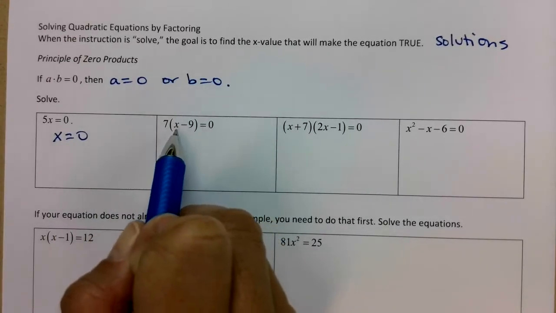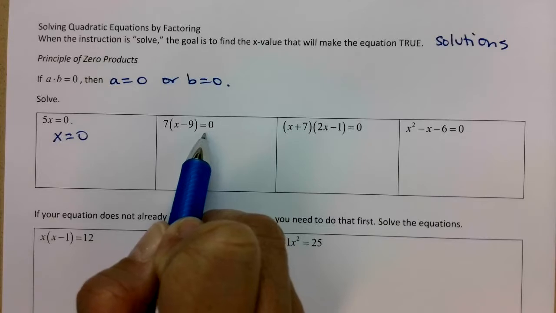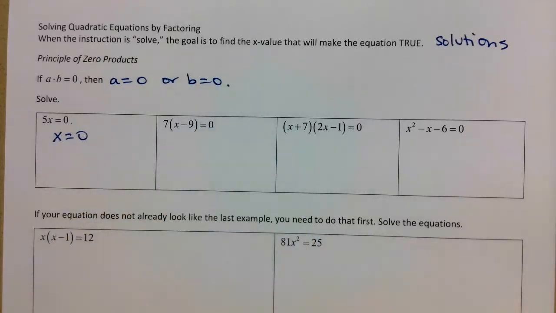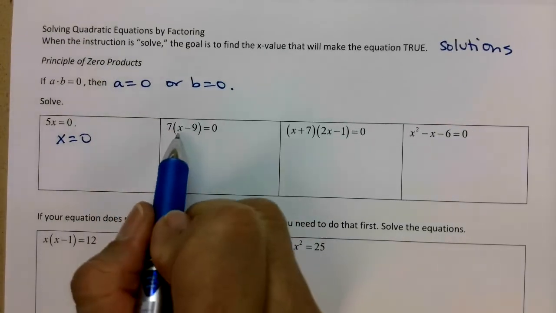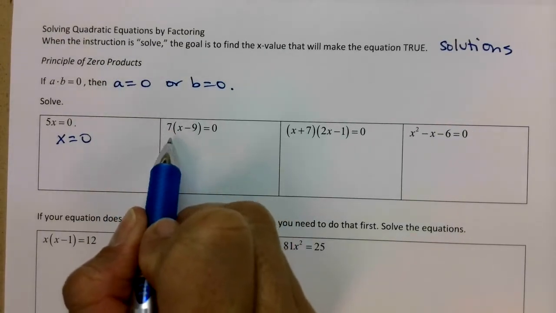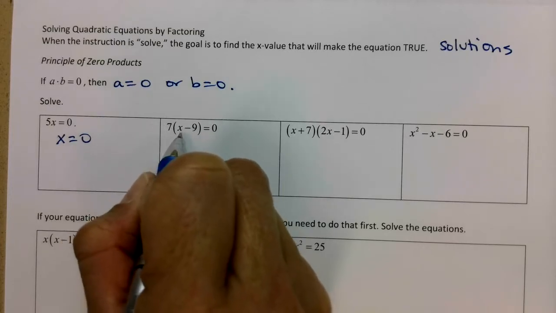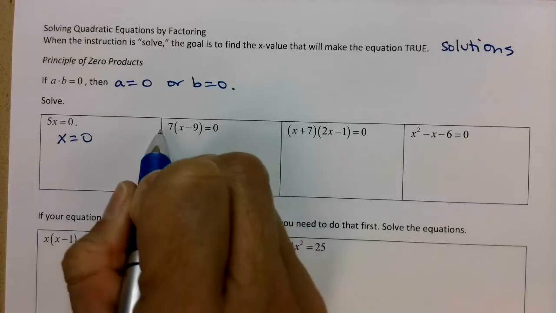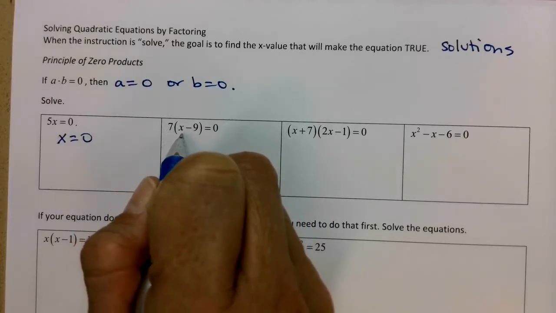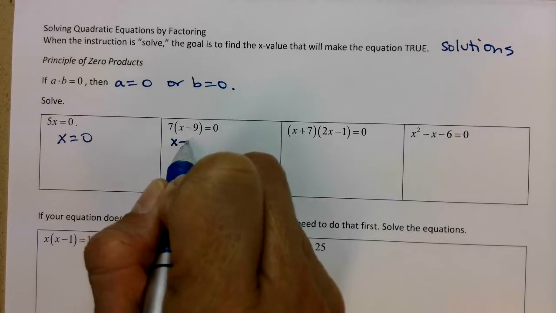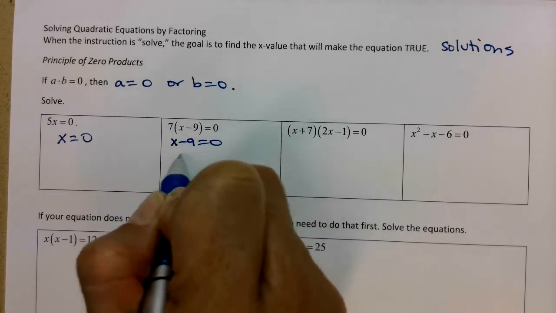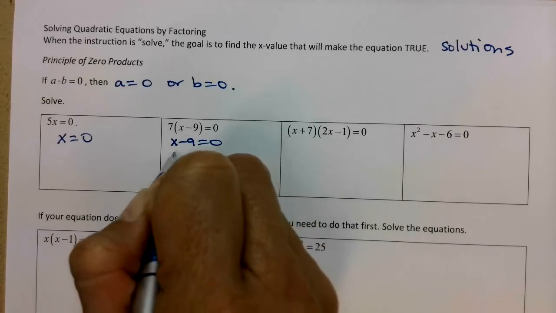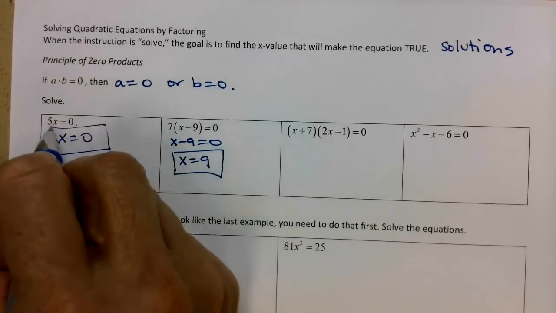If 7 times (x minus 9) equals 0, one of the factors has to be 0. So let's make sure we know what the factors are on the left-hand side. My factors are 7 and x minus 9. So there are two parts to that multiplication. The 7 is not 0, it's 7. So that means x minus 9 has to be 0. And the only x value that will make x minus 9 equal to 0 is 9. That makes 9 your solution.